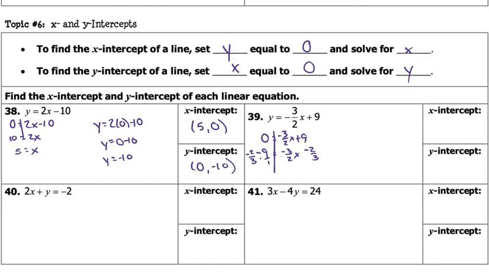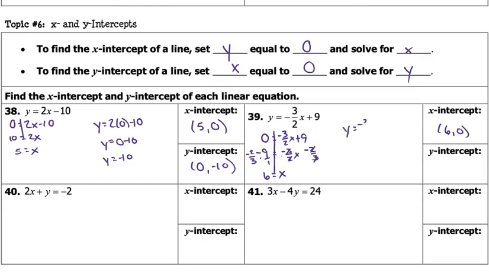So be careful with this one. This would be negative and a negative, which makes 18. And 18 divided by 3 is 6. So when I put 0 in for x, x is 6. Because remember that 3 halves times 2/3 would be 1. So 6, 0.